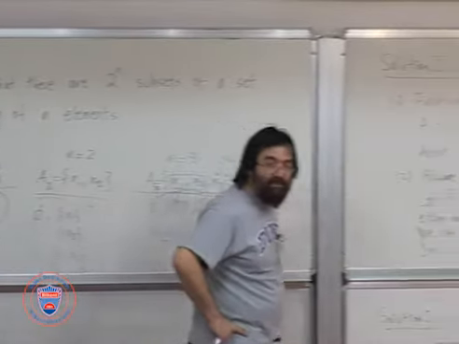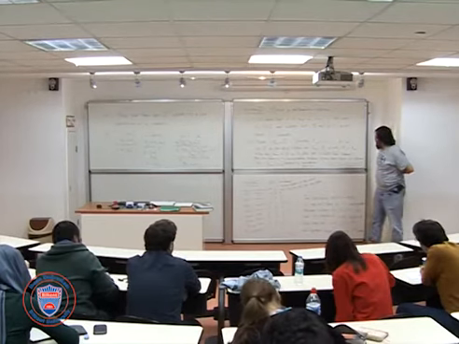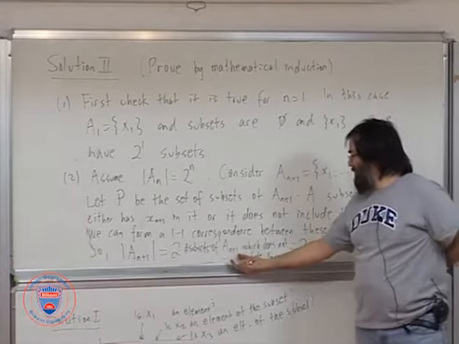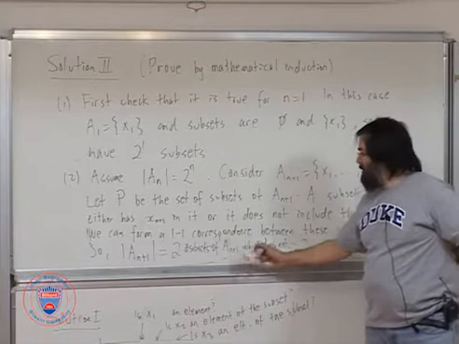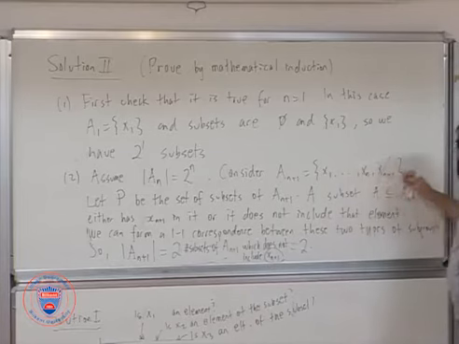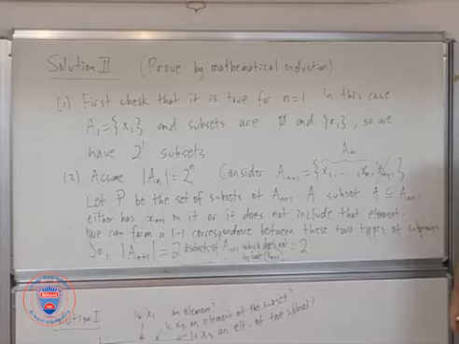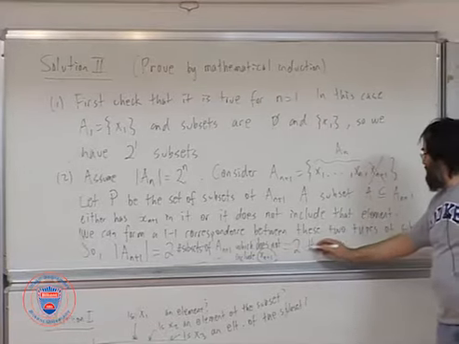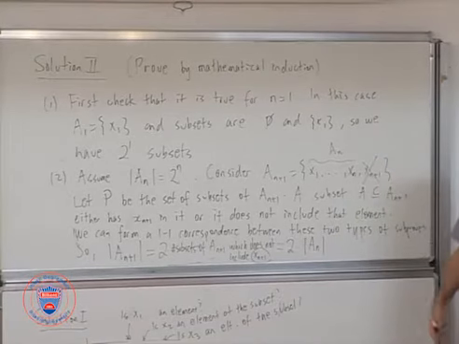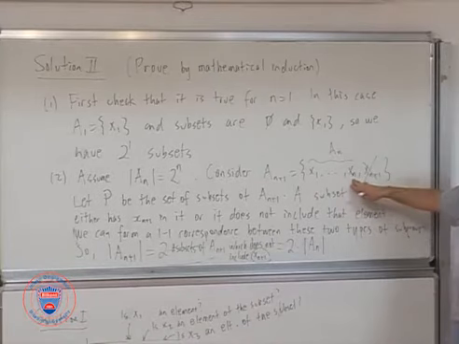Why is it 2 to the n? Because it's exactly the number of subsets of an. So if they don't include this, that means you can look at the rest to form those subsets. But the rest is an. So that number is the number of subsets in an. Because we know they don't include this, that means they're subsets of this set. Okay?